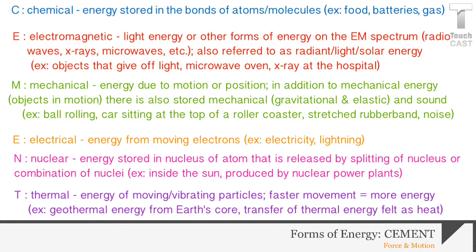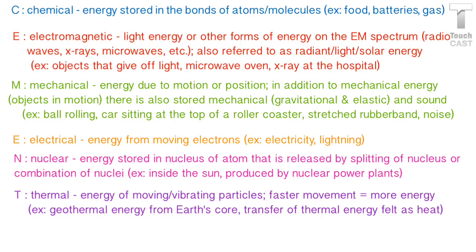Electromagnetic is light energy or other forms of energy on the electromagnetic spectrum, which we'll discuss later in the year, like radio waves, X-rays, and microwaves. It's also referred to as radiant, light, or solar energy, so don't be surprised if you see it written one of those ways instead of as electromagnetic.